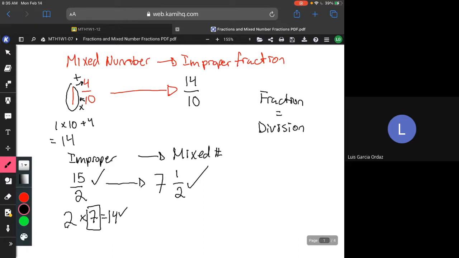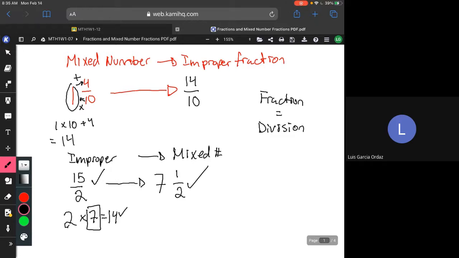So mixed number to improper is the easiest one. Improper to mixed is the harder one. Remember how I said a fraction is the same thing as division? When we do 15 divided by 2, we get a decimal, right? We don't want a decimal. So we need to figure out the number I can multiply 2 by to get as close to 15 as possible. 2 times 7 is very close, at 14. I can't go over because I only have 15 pieces. I need something below 15, which is why 2 times 7 works.